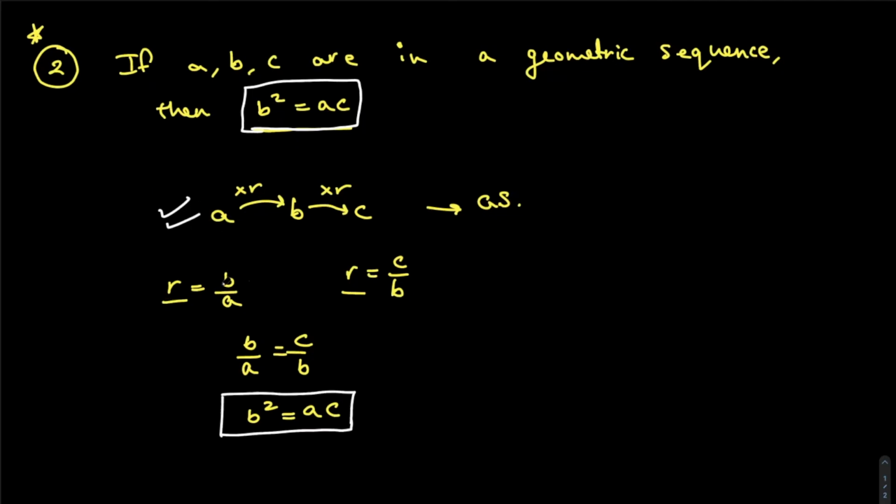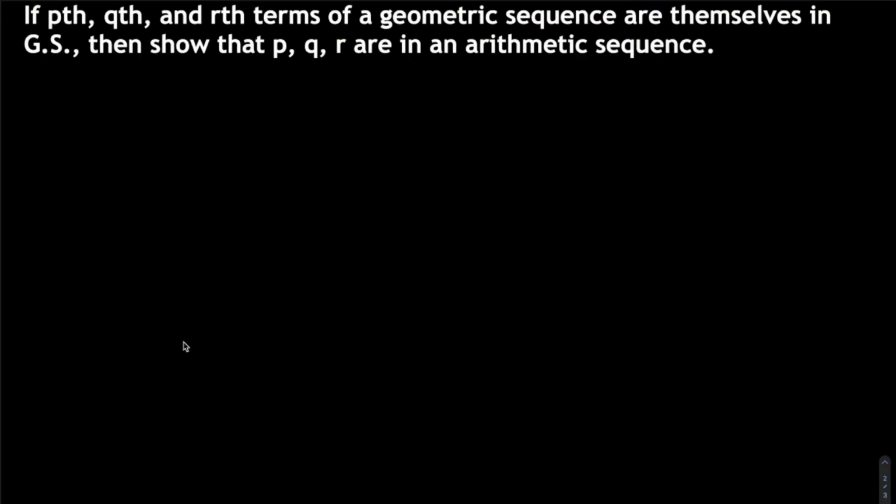The common ratio is equal to b upon a. Then the common ratio is also equal to c upon b. When I equate it, I get b squared is equal to a times c. Okay, now let's look at a question with this. If pth, qth, and rth terms of a geometric sequence are themselves in a geometric sequence, then show that p, q, r are in an arithmetic sequence. Now, this is definitely an out-of-the-box question, and there is a little bit of manipulation, but you have to work along the same property which I previously told you: B squared is equal to A times C.